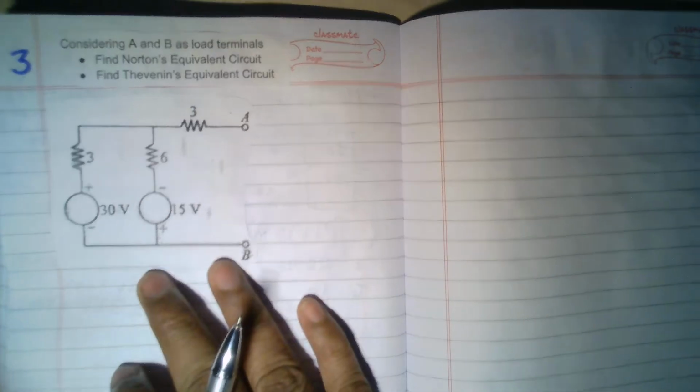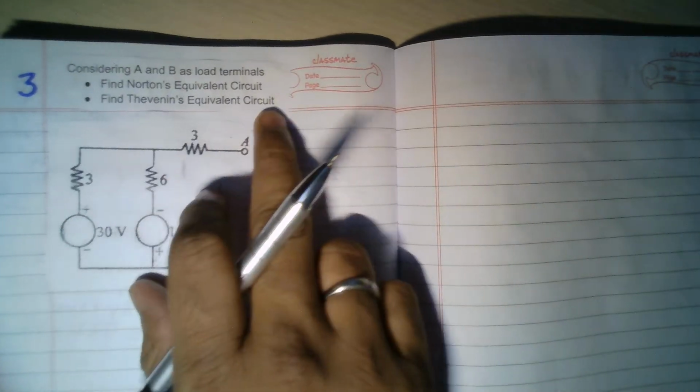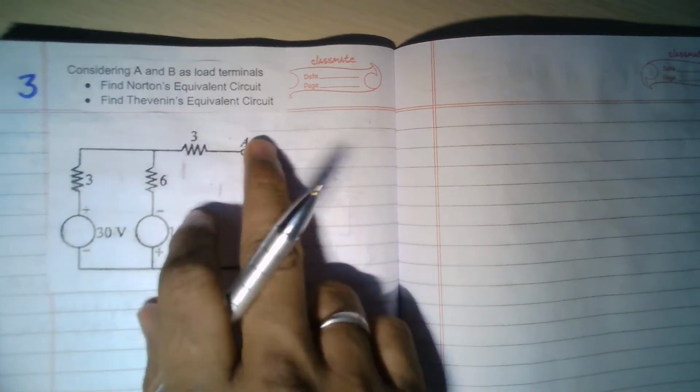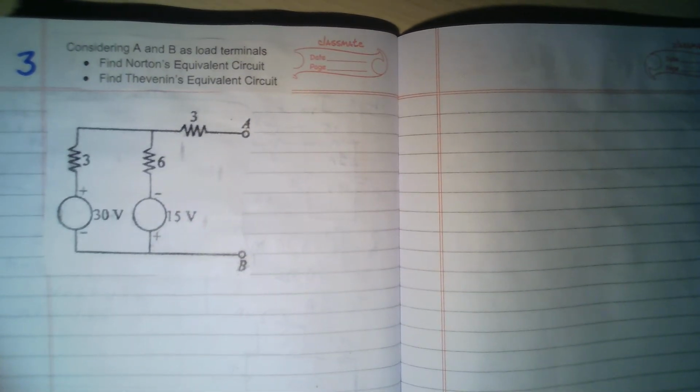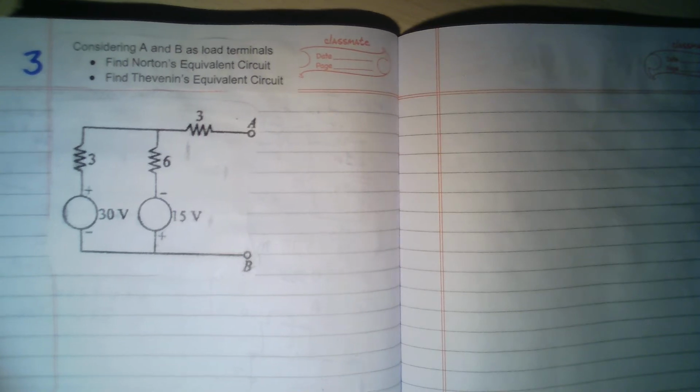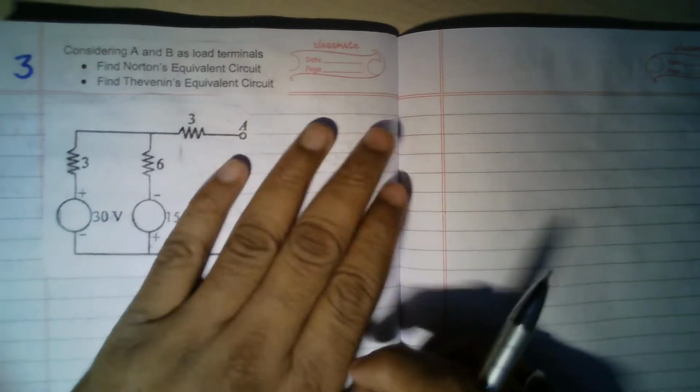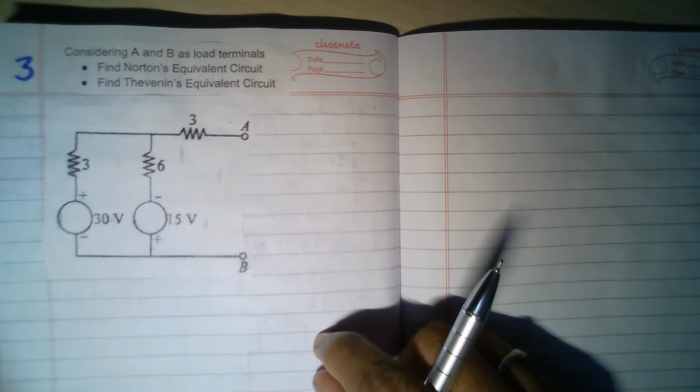Now, problem number 3, it says considering AB as a load terminals, find Norton's equivalent and find Thevenin's equivalent. Again, the same thing is given to you, so just find this thing. So how do you find the Norton's equivalent?